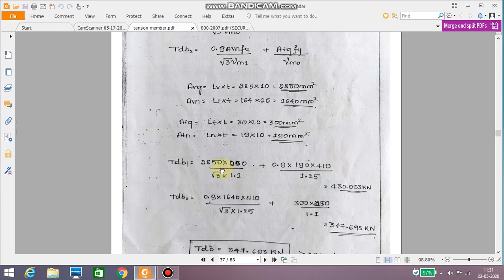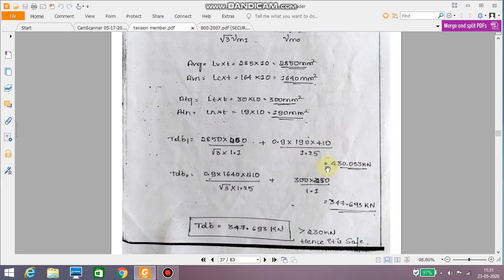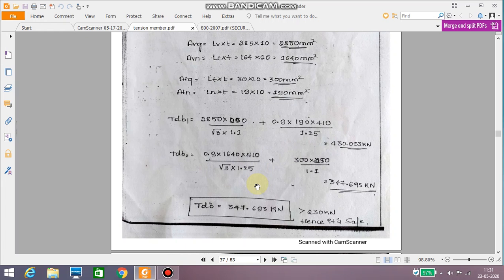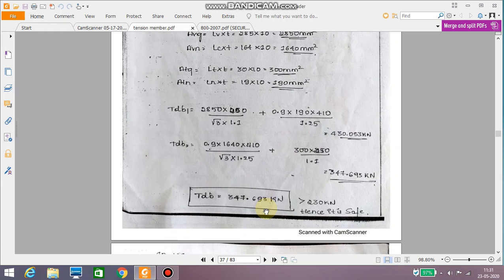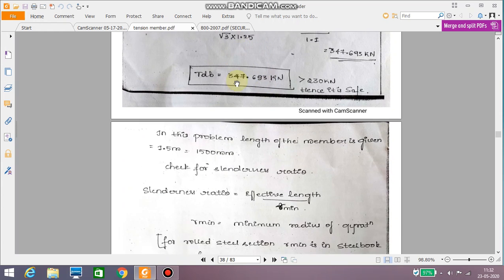Therefore, upon substitution, we get Tdb1 equal to 430.035 kilonewton and Tdb2 equal to 347.693 kilonewton. Therefore, out of these two, the least value is 347.693 kilonewton, which is again greater than the applied tension of 230 kilonewton. Hence, it is safe.